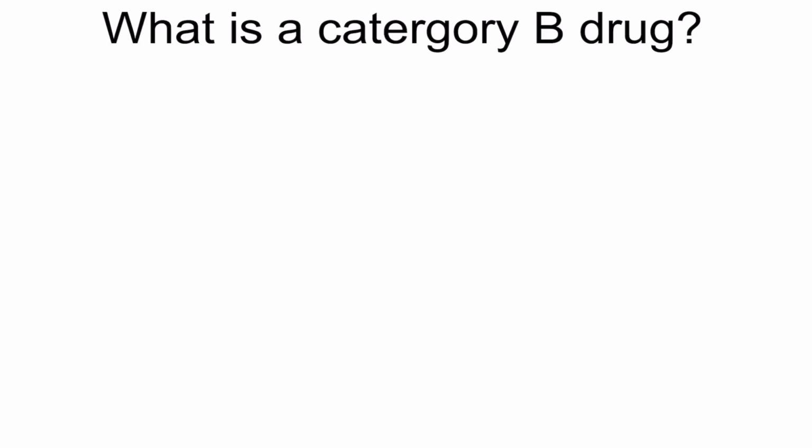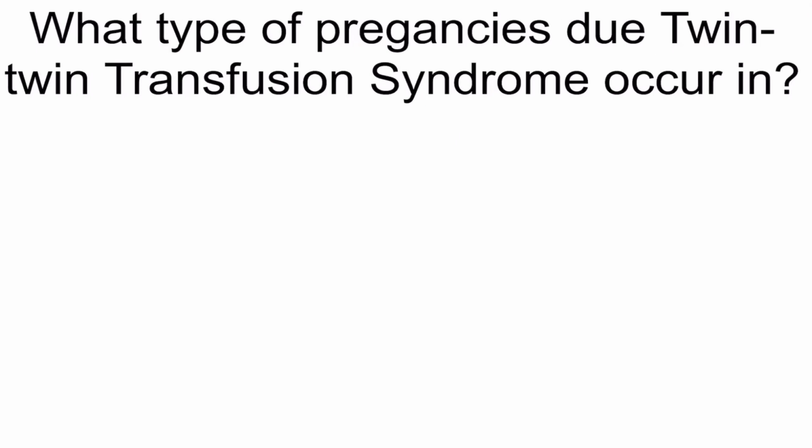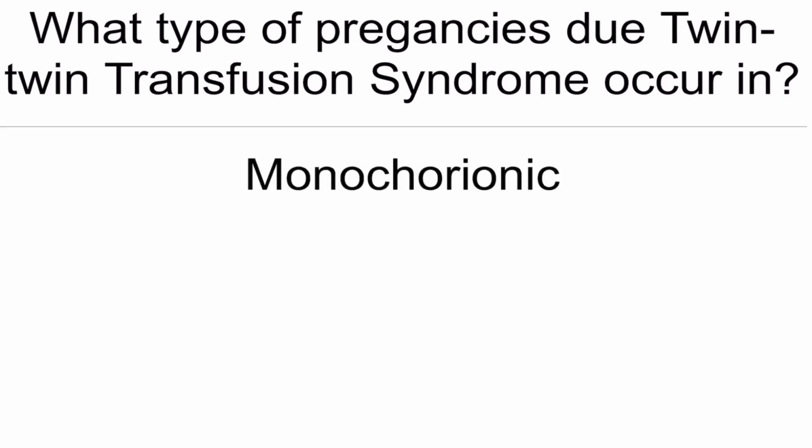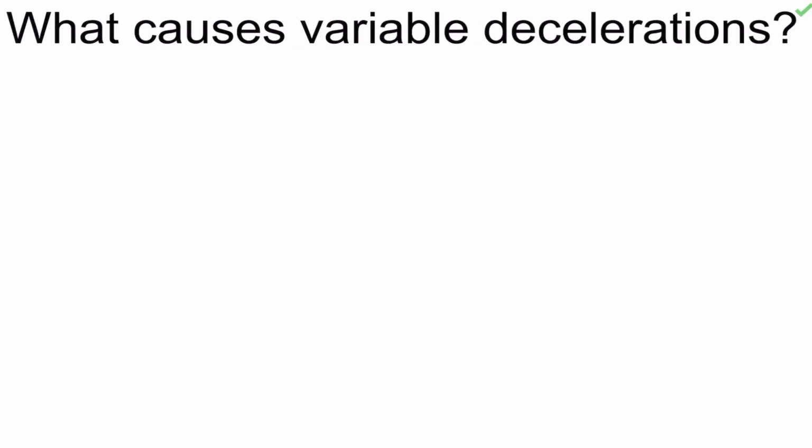What is a category B drug? Animal studies have revealed no harm to the fetus. What type of pregnancy does twin transfusion syndrome occur in? Monochorionic. What are early decelerations a sign of? Fetal head compression. What causes variable decelerations?